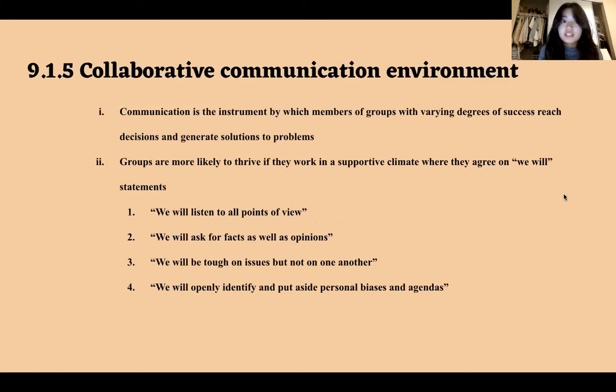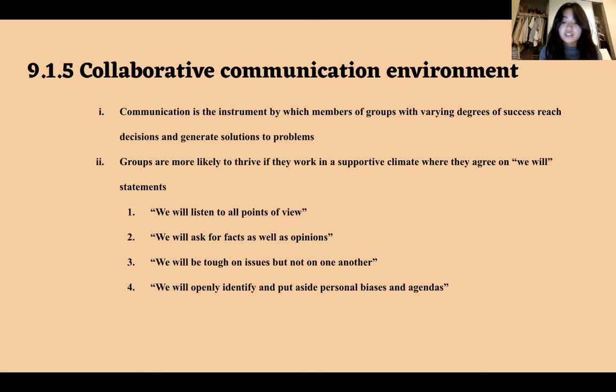So the fifth one is collaborative communication environment. Communication will usually generate a good working environment. And if you have a good working environment, then it sets up your group for greater success.